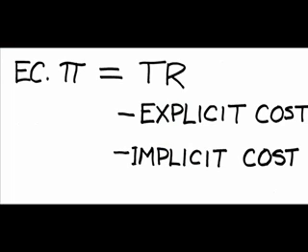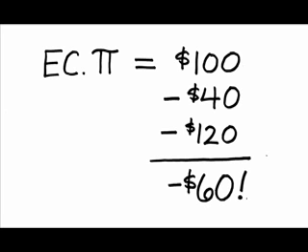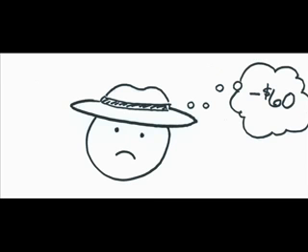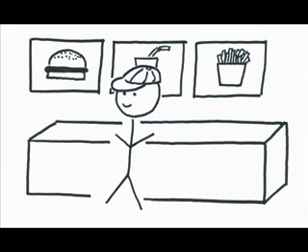What's the farmer's economic profit then? Economic profit is the total revenue minus both the explicit and the implicit cost. He's actually losing $60. From the economic standpoint, the farmer's losing money, and therefore, assuming as we are that all producers are interested in maximizing profits, he'd be better off working at the local burger joint.